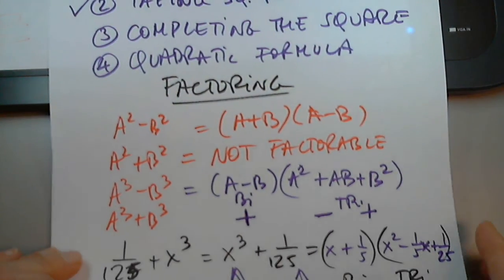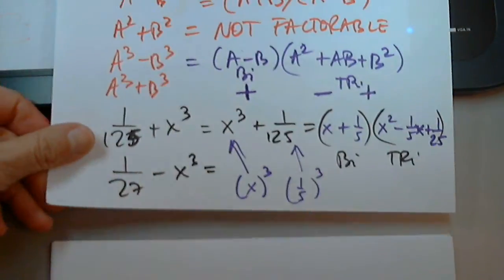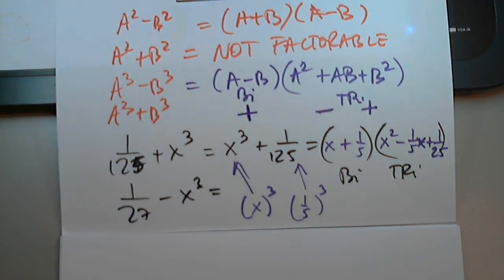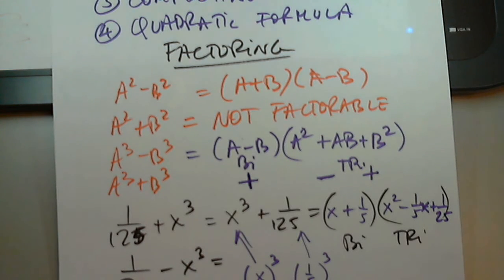Let's also look at the other one, 1 over 27 minus x cubed. Any questions here? Wait, so is that the answer? That's it. That's the factored form. And here's a question for you. What if I have doubts about my work? What if I say, oh, I'm not really sure, maybe this is not right? What do I do?